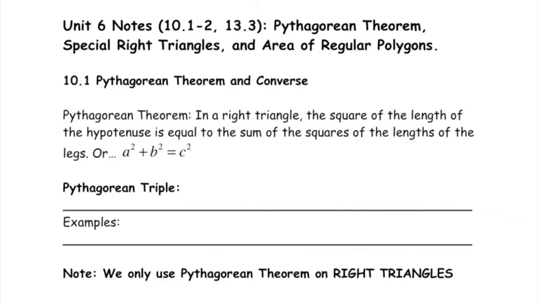Alright, this is the Pythagorean Theorem, and then also the converse of Pythagorean Theorem. In Pythagorean Theorem, in a right triangle, the square of the length of the hypotenuse is equal to the sum of the squares of the lengths of the legs, or this famous thing that you say a lot in math, a squared plus b squared equals c squared. The key thing that people forget is this only applies to right triangles, so you need to have a right angle.